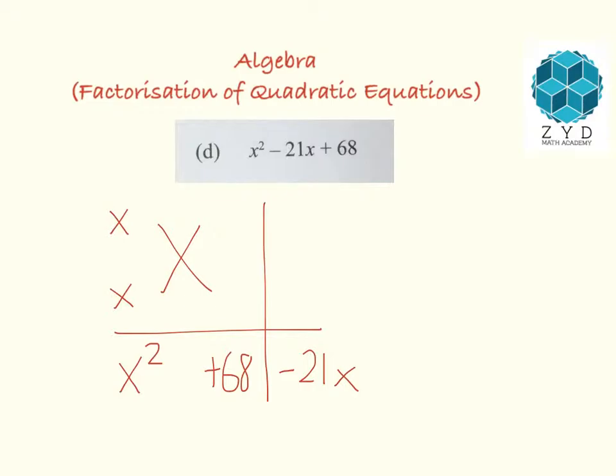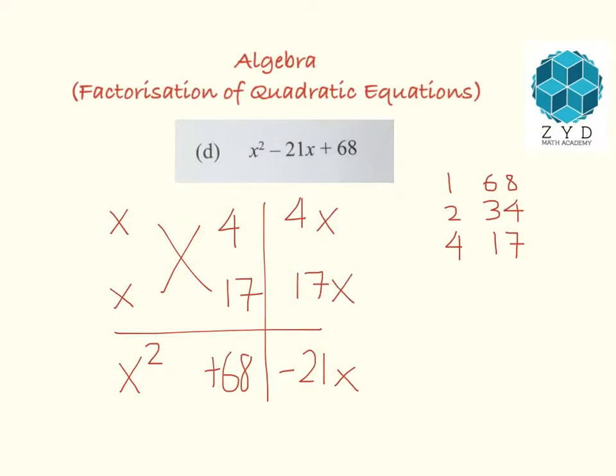So let's list down all the different factors of 68. Let's go with 1 and 68, 2 and 34, 3, no, 4, 4 and 17, and yes, I think I found the factors. 4 and 17 can give me a 21. So I'm going to stop at this and let me input my 4 and 17. Again, I have ignored the signs and I'm going to get 4x and 17x.